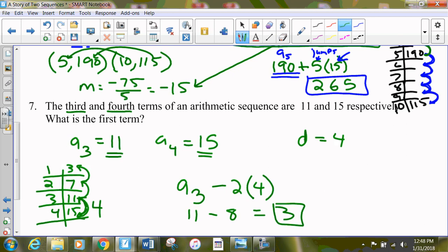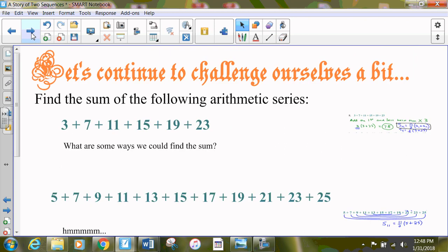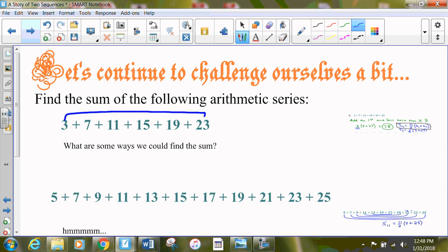All right, so what's the first term? It is 3. All right, find the sum. Now we're talking about sums. And in class, we noticed some cool things. We noticed, wait a minute, if I added the first and the last term, that gives me 26. If I added the second and the second to the last term, that also gave me 26. And if I added the two remaining terms on the inside, that also gives me 26.